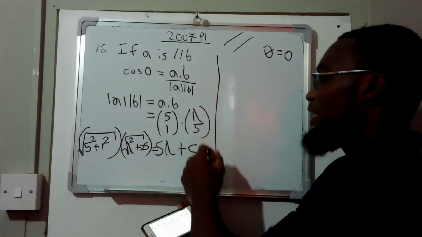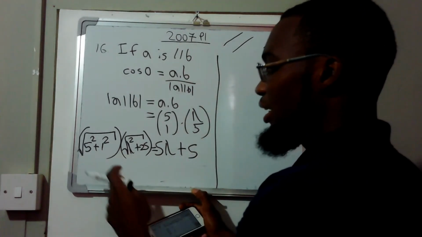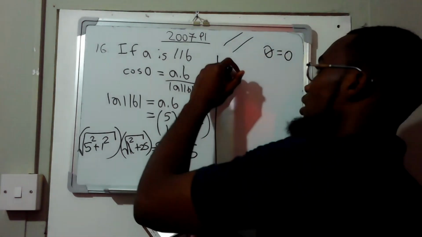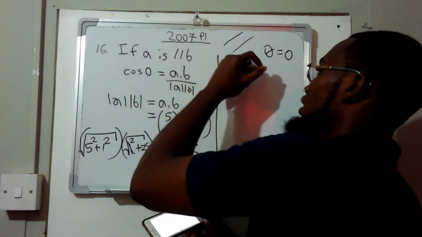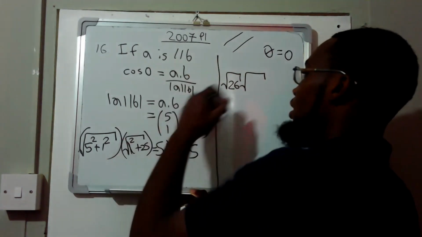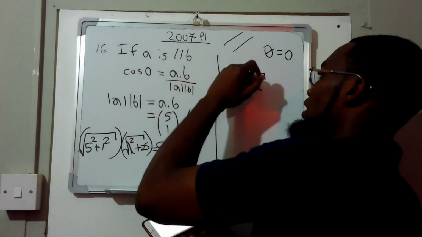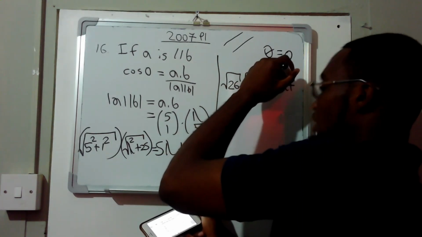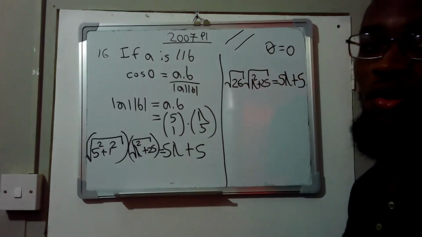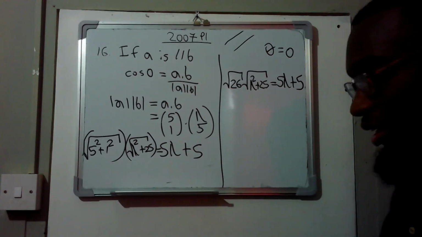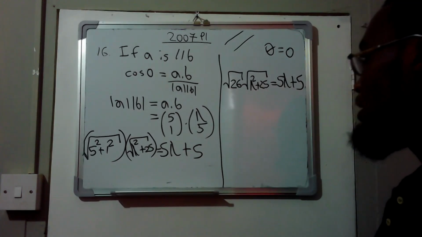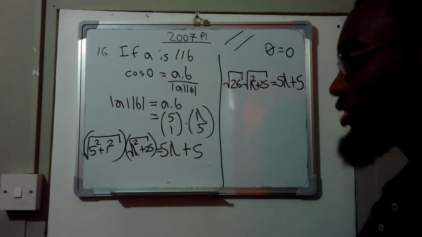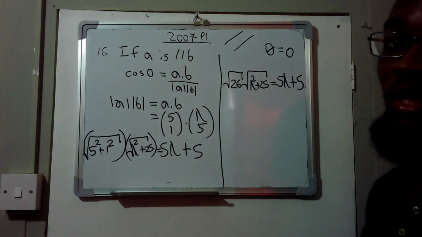So that would simplify to, simplifying this side, 25 and 1 is 26. That's the square root of 26 times the square root of lambda squared plus 25 equal to 5 lambda plus 5. Now you could go ahead and keep on solving this, but just to make it easy on us, we're going to try the options that they give us and see which one would make this equation true.